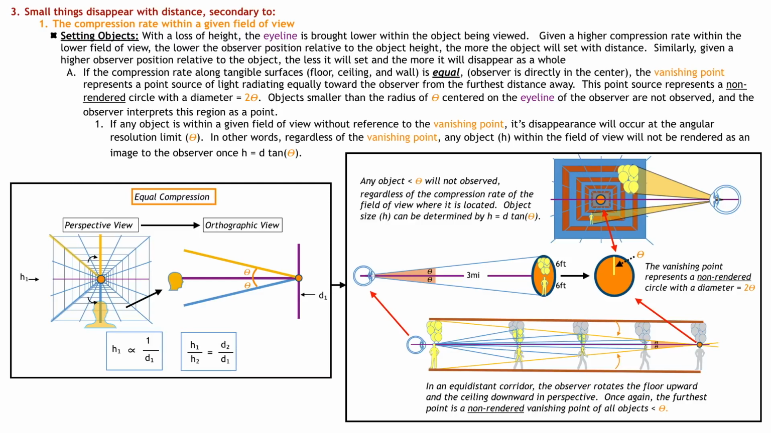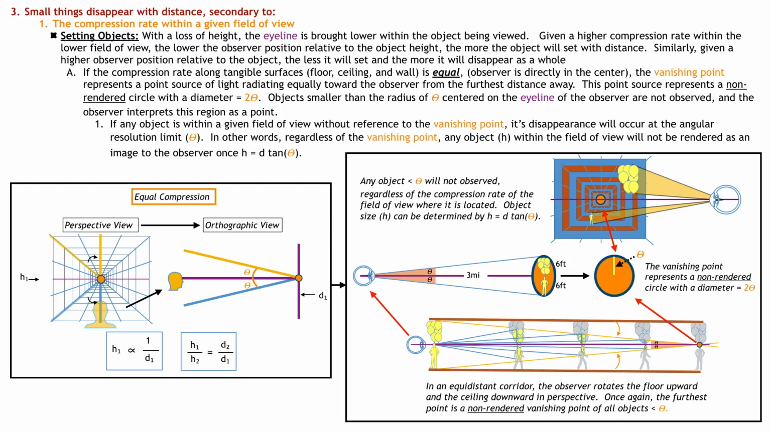So the first part of this is that if the compression rate along a tangible surface, floor, ceiling, or wall, is equal, and the observer is directly in the center, the vanishing point represents a point source of light radiating equally toward the observer from the furthest distance away. This point source represents a non-rendered circle with a diameter of 2 theta. In other words, this is the smallest angle at which any information can be received by the observer. And it is not rendered within vision, it is rendered as a single point. It has a diameter of 2 theta.